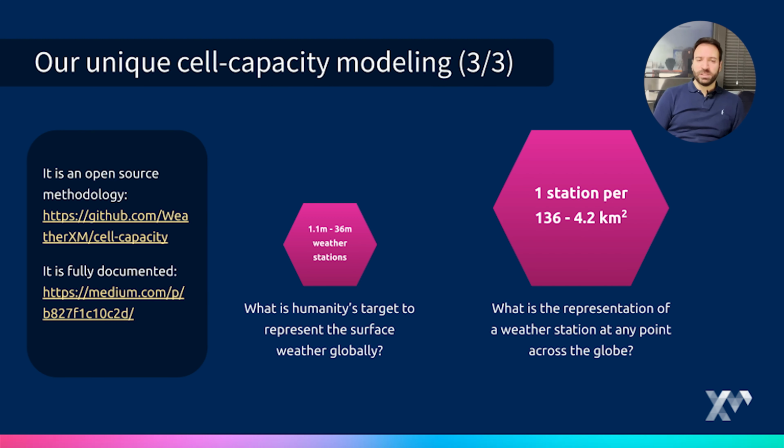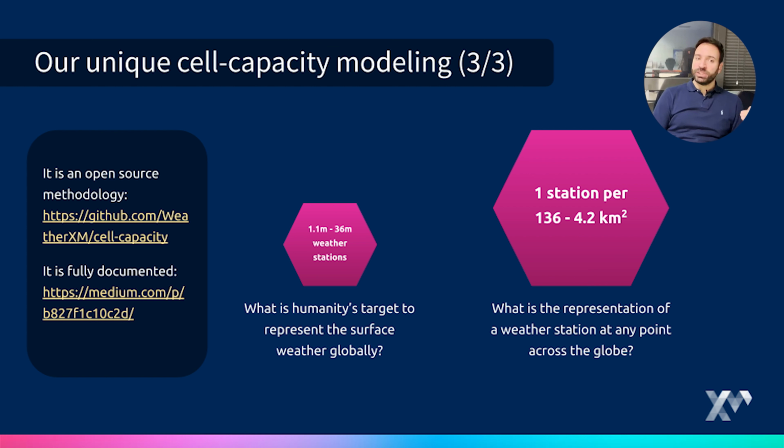Having finally developed this model and having applied it on minimum and maximum requirements suggested by WMO and the scientific community, we're able to estimate that the number of weather stations required on a global scale is 1.1 to 36 million stations using minimum or strict criteria respectively.